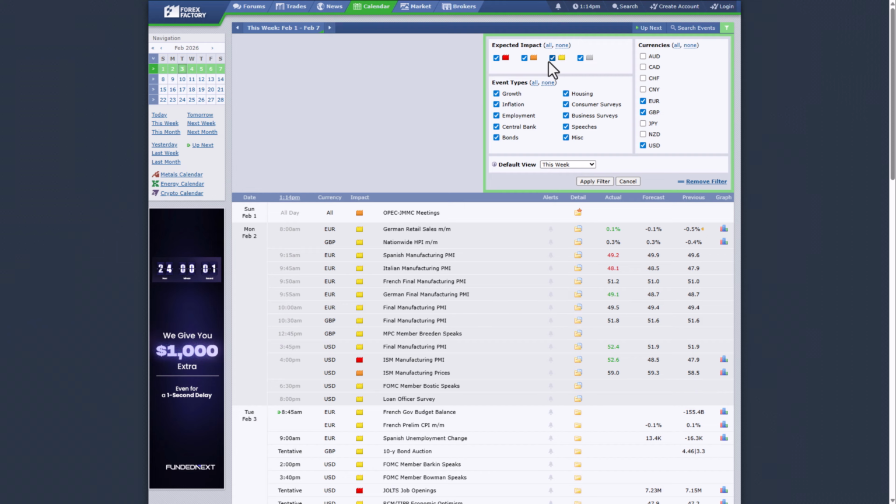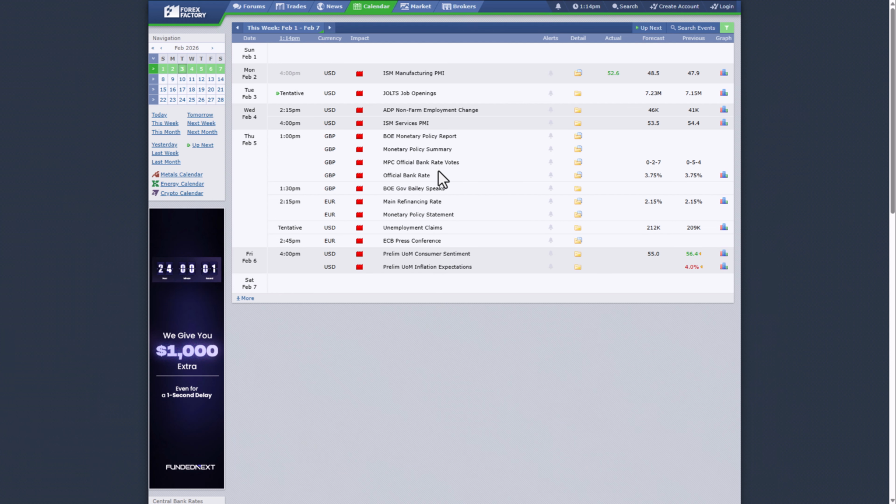So I can remove low impact news. That is, this yellow folder is low impact. And I can set it to remove medium impact and focus on the red folder and bank holiday. So if you apply filters, you see you have the red folder and also bank holiday news filtered.